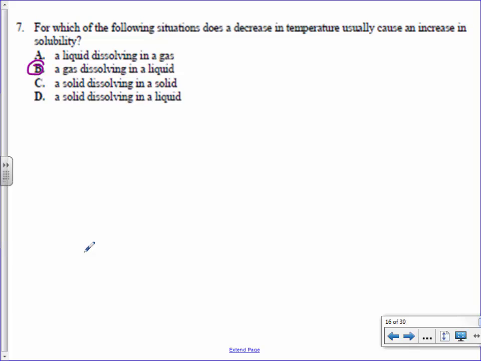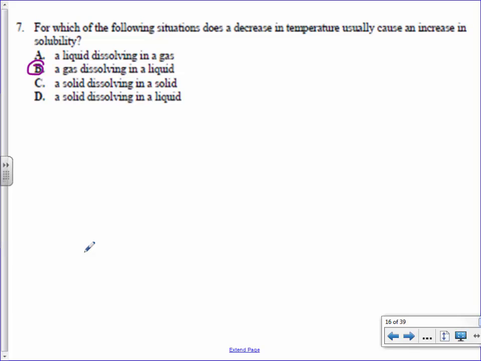If you don't remember the reason why, the reason is that at higher temperatures, gases expand. Does that make sense? So if you have a high temperature, gas will take up more room. That means you can't dissolve very much gas. But if you shrink the temperature down, the gas will contract. And so if you use a low temperature, you can shove more gas inside of a solution.